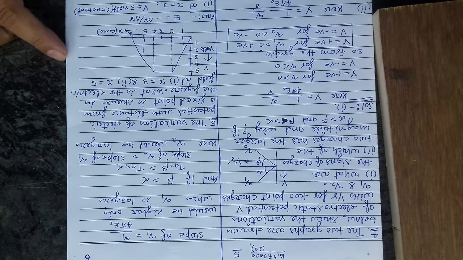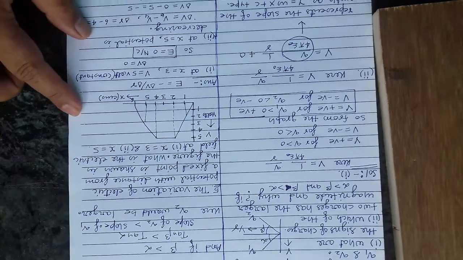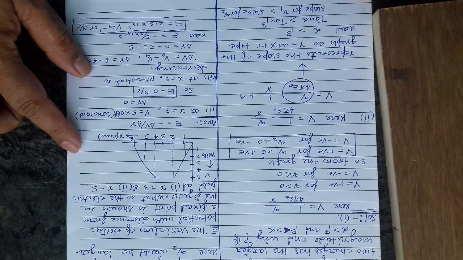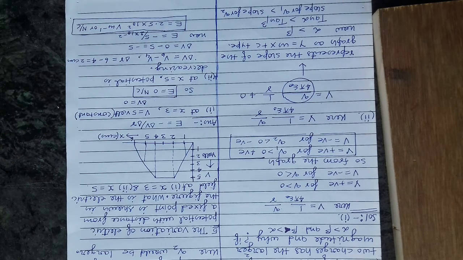So guys, moving on to the next problem. Okay, again the next problem is related to a graph. The variation of electric potential with distance from a fixed point is shown in the figure. What is the electric field at first x is equal to 3 and second at x is equal to 5?